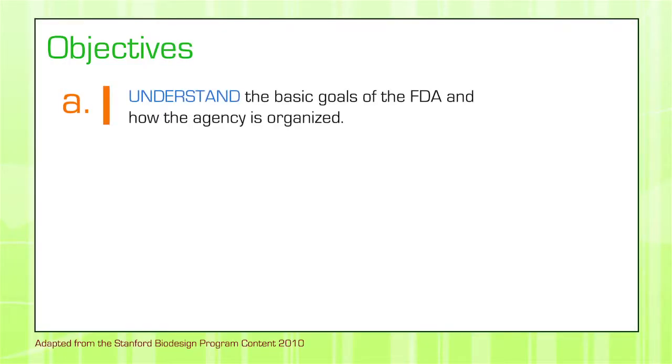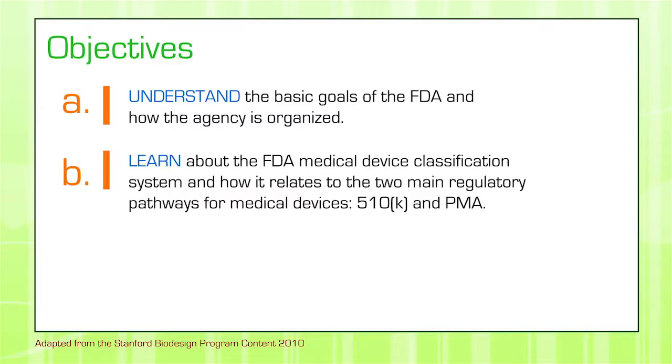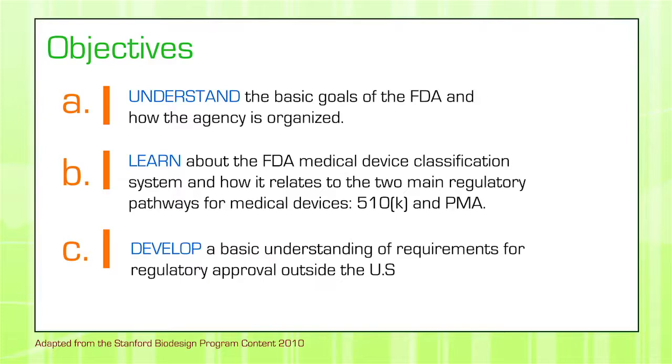So let's start. For today's class, the objectives are to understand the basic goals of the FDA and how this agency is organized: who the FDA is and what it is there for. I want you to learn about the FDA medical device classification system and how this relates to the two main regulatory pathways for medical devices in the US, called the 510K and the PMA. Finally, I want you to develop a basic understanding of the requirements for regulatory approval within and outside the US.